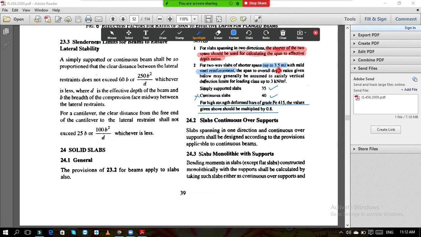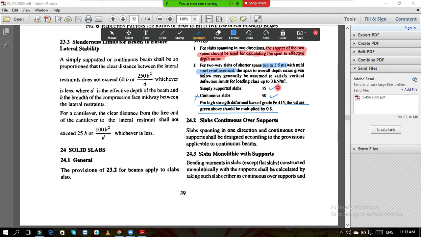Once your slab is more than 3.5 meters, you cannot use this clause. Okay, you have to use the similar procedure which we are using for one way slab. Are you getting my point? This is most important thing. So first thing is you have to look at the span, see whether your span is up to 3.5 or greater than 3.5. Now suppose that in this problem, instead of 4 by 6, our shorter span is 4 meter, our span is greater than this 3.5 meter, so this clause is not applicable to our problem.